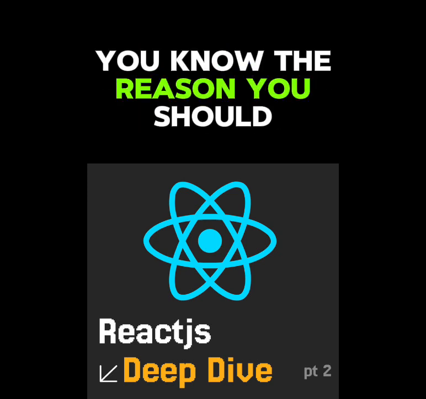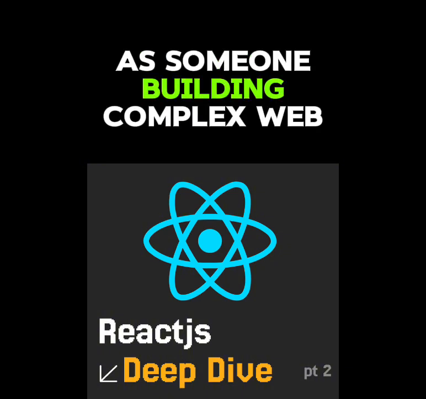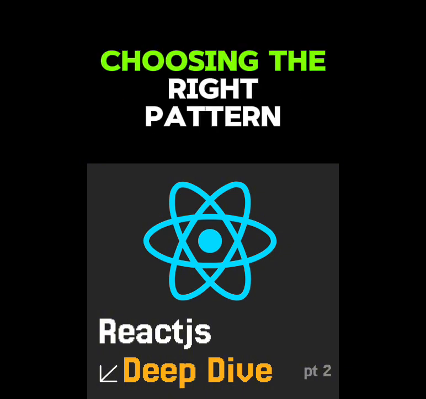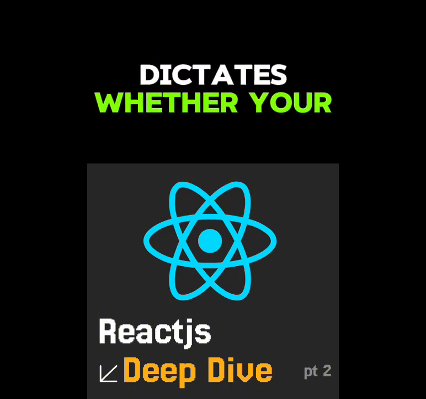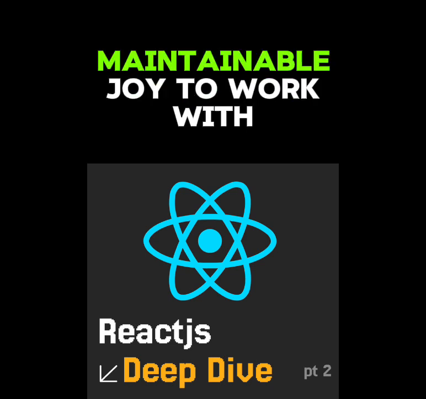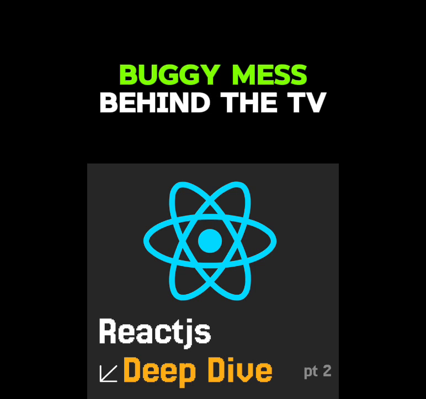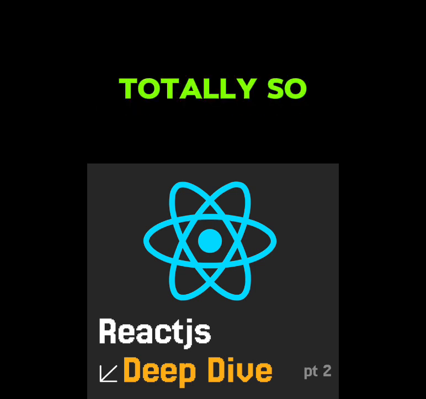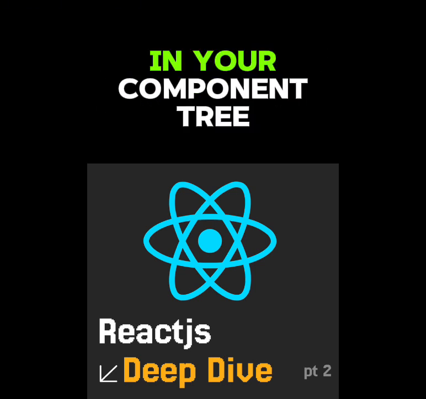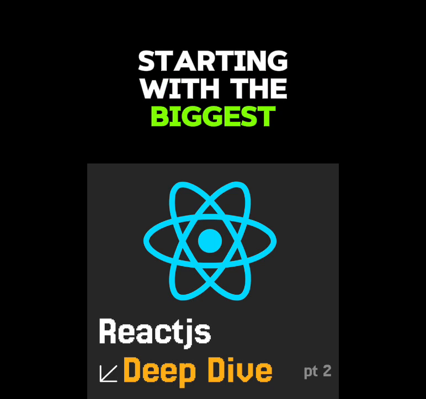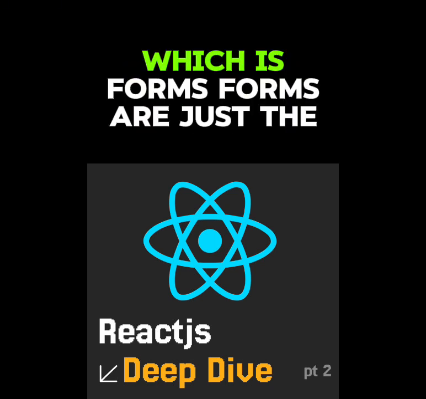And the reason you should really care about this as someone building complex web apps is because choosing the right pattern dictates whether your code base remains a clean, maintainable joy to work with, or if it becomes that tangled, buggy mess behind the TV. Totally. So let's look at how to stop the bleeding in your component tree, starting with the biggest culprit of messy data, which is forms.